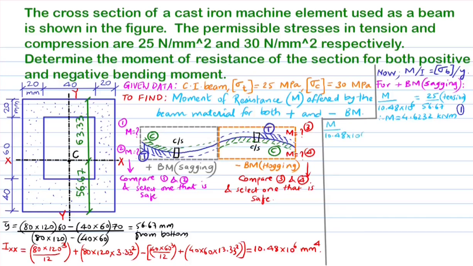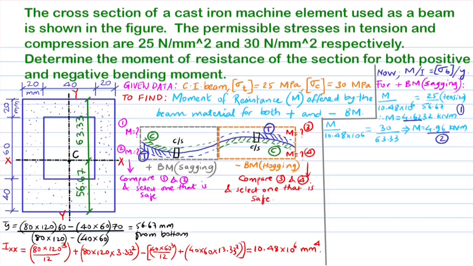For the topmost layer with maximum compressive stress induced, we have M over I equals sigma c over yc. That is M over 10.48 times 10 to the power of 6 equals 30 over 63.33. This gives the value of moment of resistance as 4.96 kilonewton meter, rounded off to two decimal places. Let's denote this value as 2 for reference.